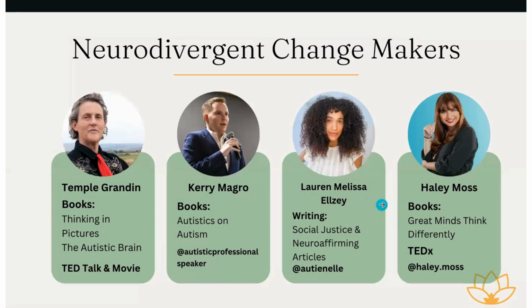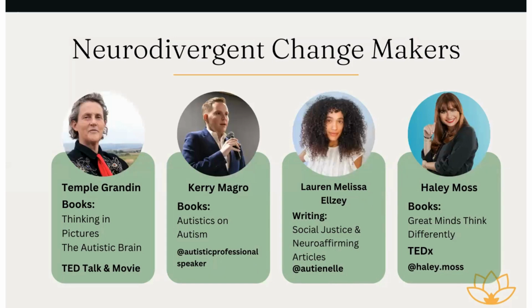Another one is Lauren Melissa Elzy. She is a writer, and she has written some articles on social justice and neuro-affirming articles. And she also has a lot of information on her Instagram. So again, there's her Instagram handle. She makes a lot of posts about different autistic traits from a strengths-based perspective and why she maybe engages in different things and why she might communicate in a different way.